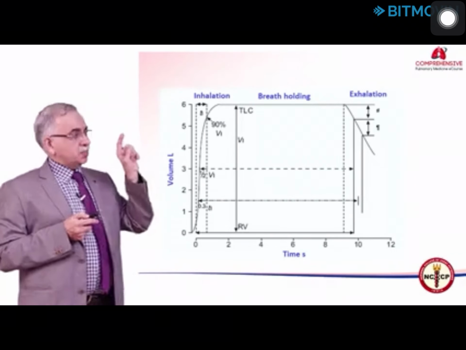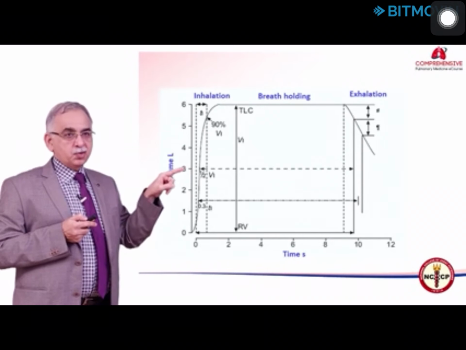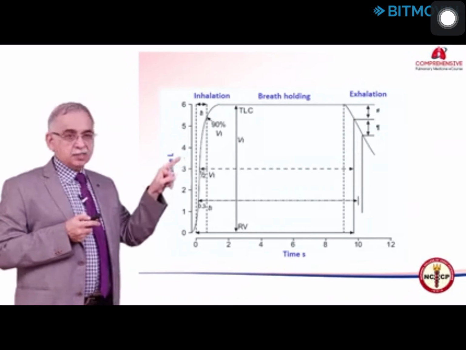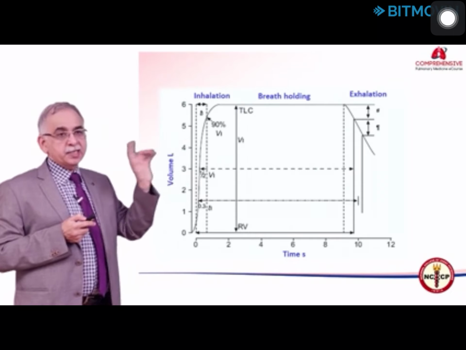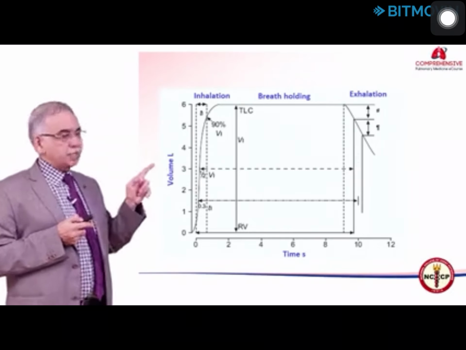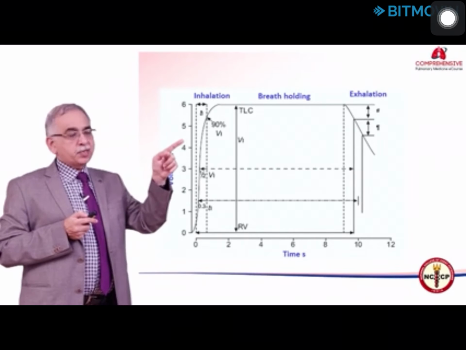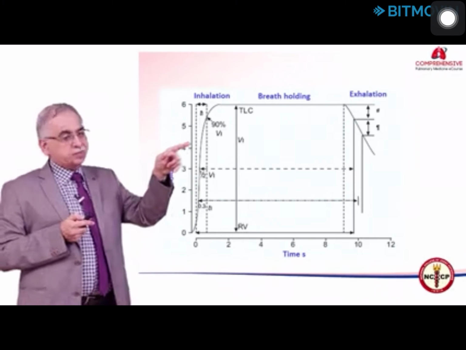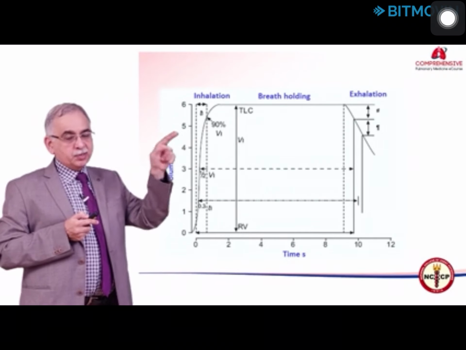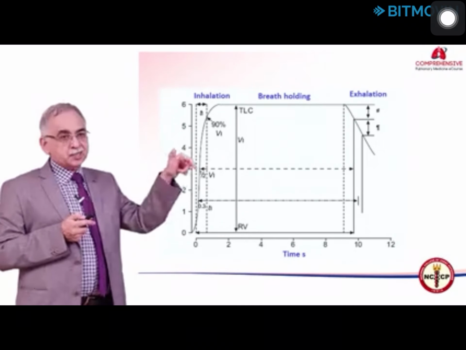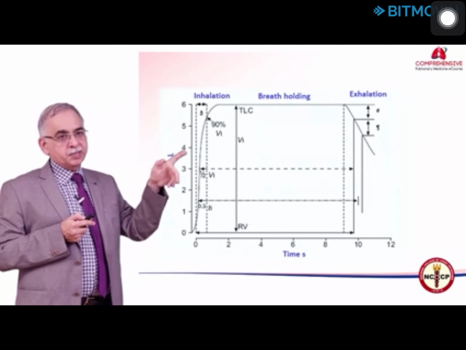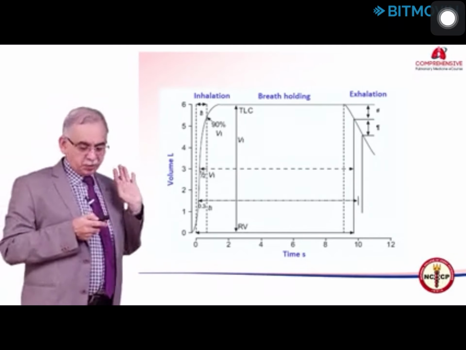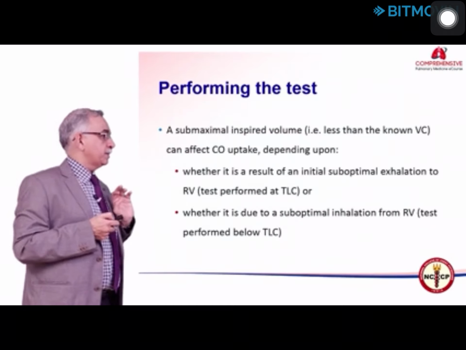So, we have got the inspired gas volume with us, the inspired gas concentration, because the inspired gas composition is known and can be analyzed. We collect the alveolar gas sample from the second part of the exhaled air. So, that difference will tell us how much carbon monoxide has been taken up. So, that is the principle of measurement of diffusion capacity.